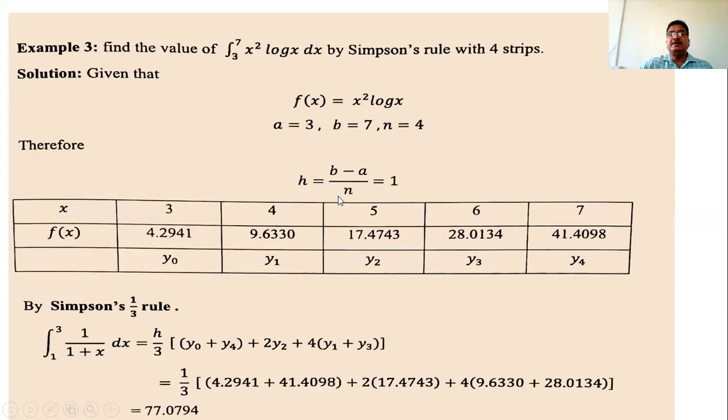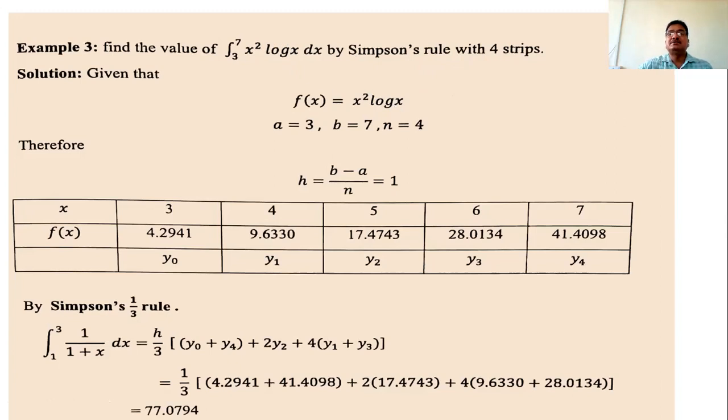h is (b minus a) by n. Here b is 7, the upper limit, and the lower limit a is 3, divided by n, the number of sub-intervals, which is 4, because the example says to use Simpson's rule with 4 strips. And the given function is x square log x. Here log x means log x with base e. If the base is not mentioned, then the base is e.